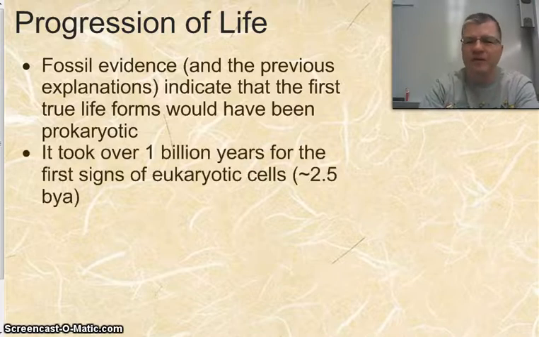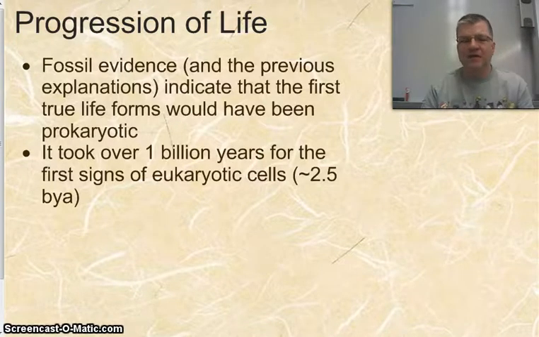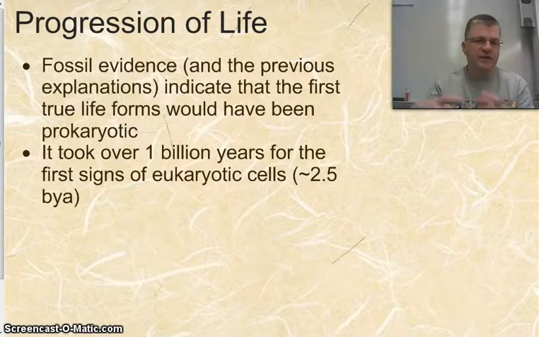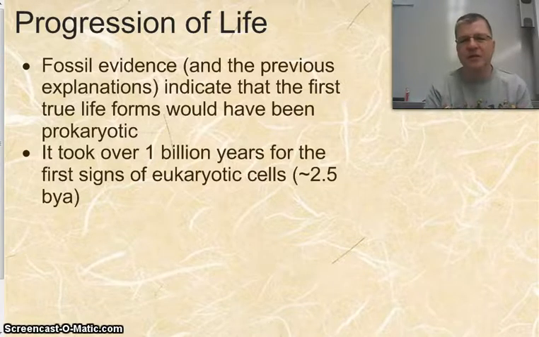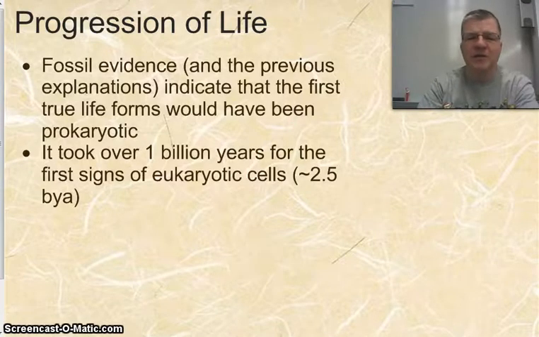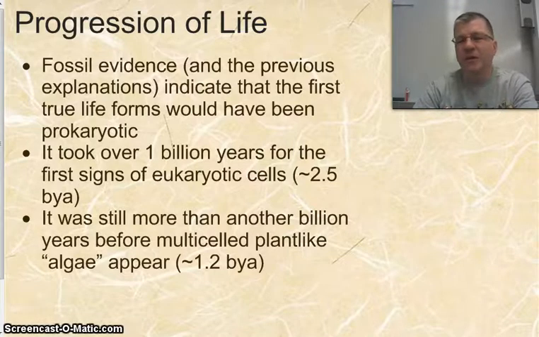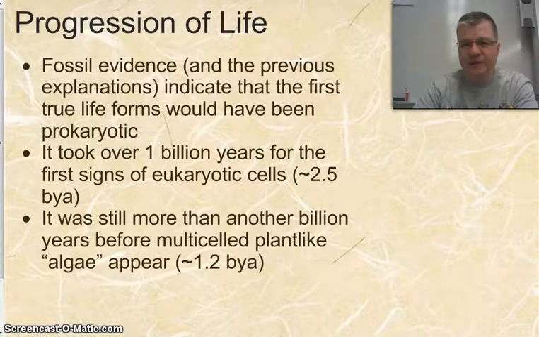And it took roughly a little over 1 billion years to go from prokaryotic life to the first signs of eukaryotic life. So we are talking about this progression of molecules to simple cells to complex cells. It's something that takes a few years. We're talking over 1 billion years from the first signs of prokaryotic life to the first signs of single-celled compartmentalized cells, eukaryotic cells. And the first eukaryotic cells seem to be about 2.5 billion years ago. It still, after that, took more than another 1 billion years before you go from eukaryotic cells to multi-celled organisms.